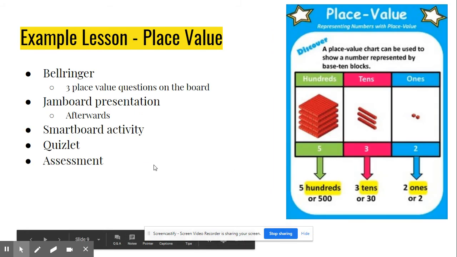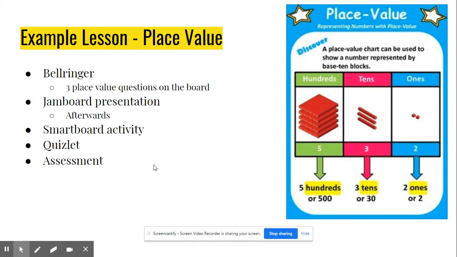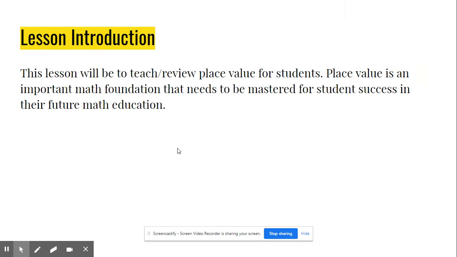Then we're looking at the example lesson for place value that I created. It starts out with a bell ringer. You've got 3 place value questions on the board, followed by the Jamboard presentation. Afterwards, we have the Smartboard activity. Then you have Quizlet for review, and then the final assessment.